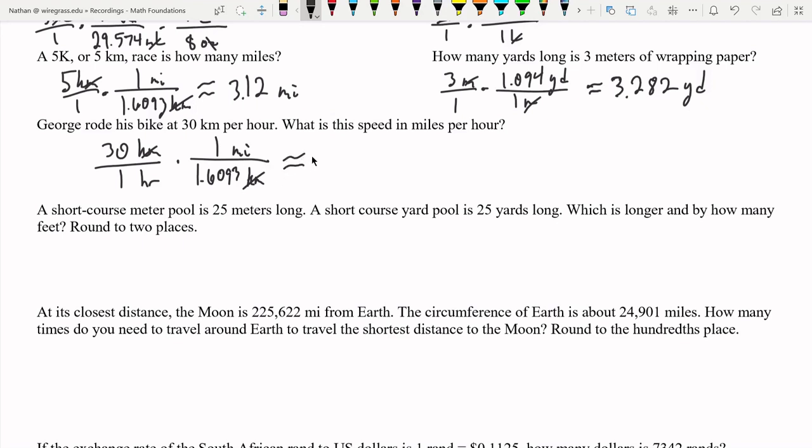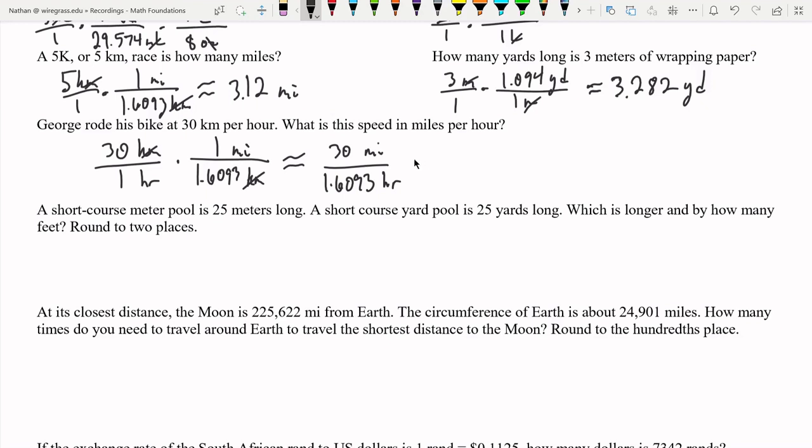And so this is approximately equal to, well, if I do 30 on top, 30 miles over 1.6093 hours. So I'm just going to leave hours there. I'm not going to change it because I want miles per hour. Per means divided by. Kilometers per hour is kilometers divided by hours. Miles per hour, miles divided by hours.